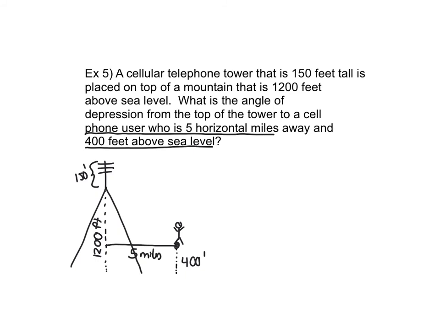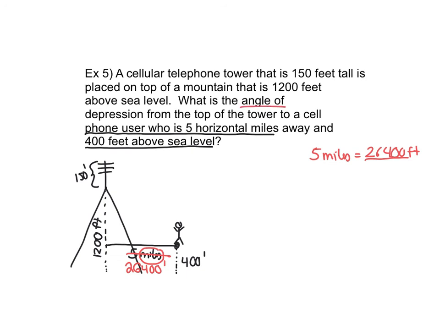Keep in mind that everything so far has been given in terms of feet, except for this unit here. We do need to have consistent units. So the first thing you're going to want to do is convert your 5 miles into feet. Remember that there are 5,280 feet in a mile. So 5 times 5,280 is 26,400 feet. So instead of calling this 5 miles, let's relabel this as 26,400 feet. Now we have consistent units.